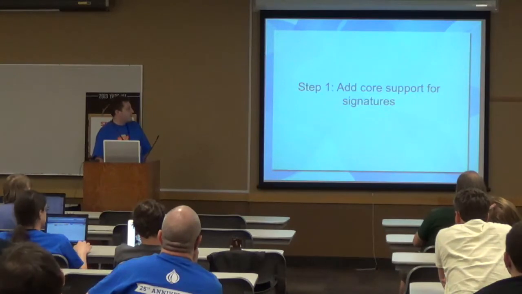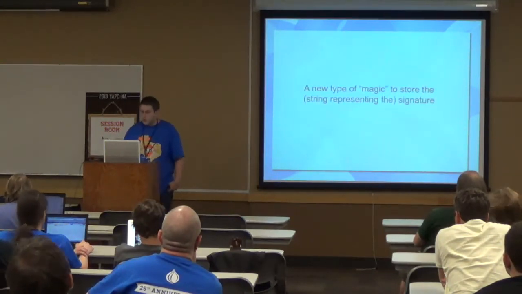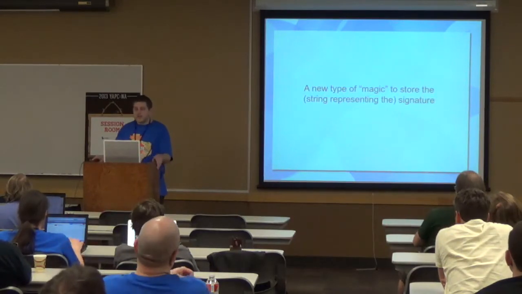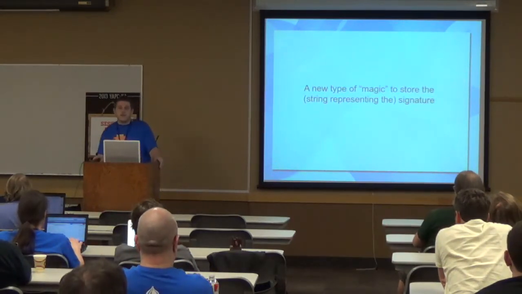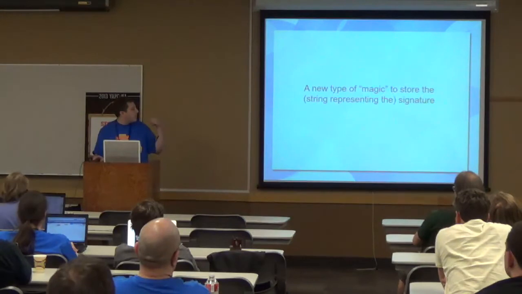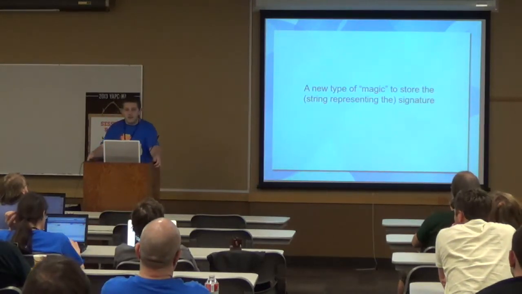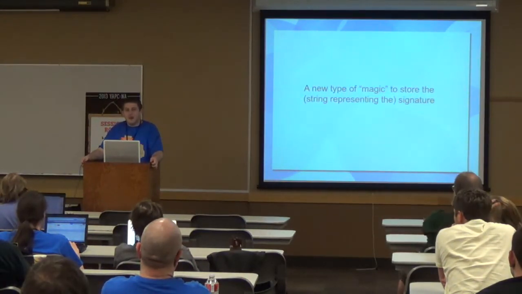Add core support for signatures. Step 1. So this is the more technical stuff. A new type of magic to store the string representing the signatures. We don't want to use SvPV. Magic is better because prototypes use SvPV. Could you use a data structure, not magic? It would really complicate things, and things are complicated enough already. But I'll get back to that.